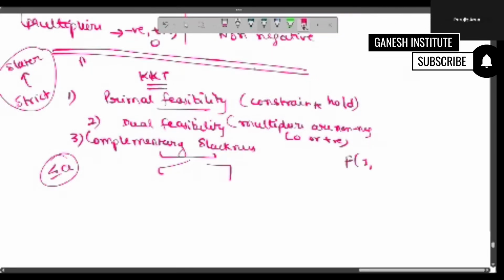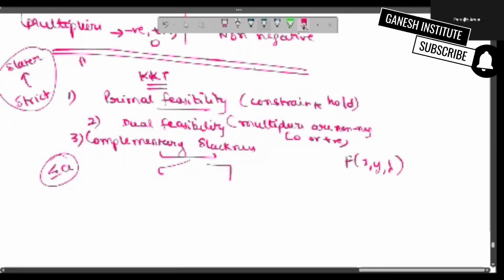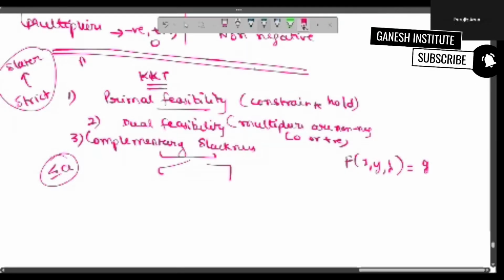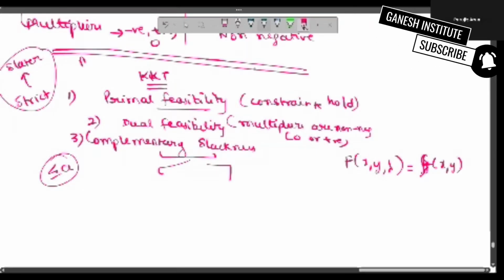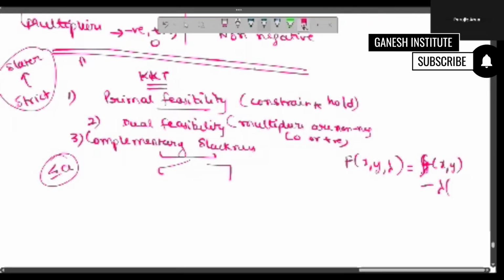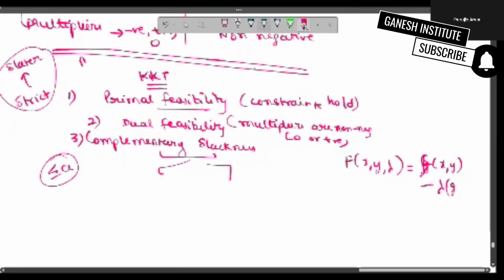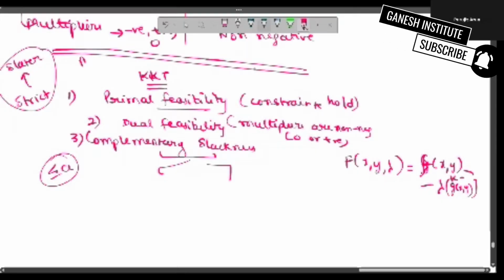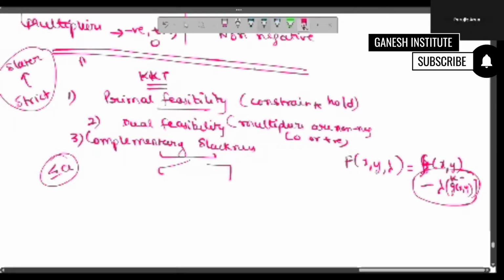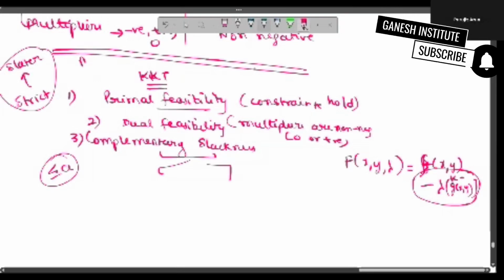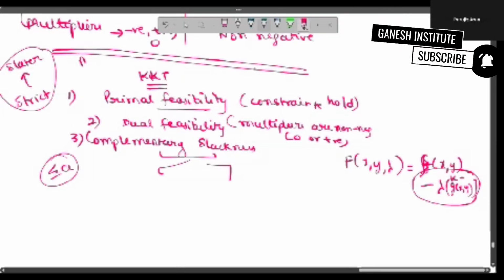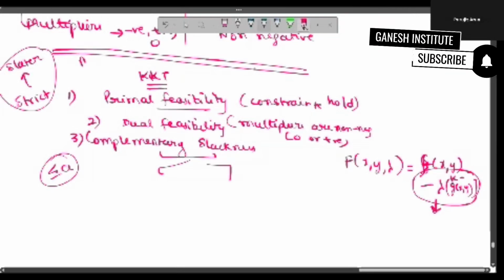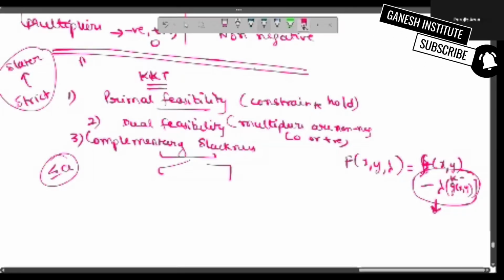The final function is like f in terms of x, y, and then you subtract, you take away minus lambda times k minus g(x, y), right? So yes, these are Lagrange. You will do the same process in KKT also, but along with the multipliers, there can be two things.